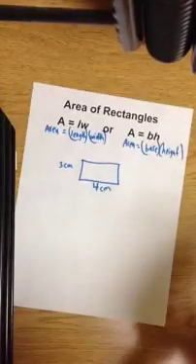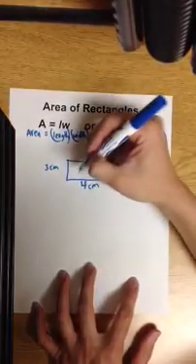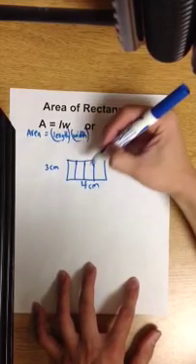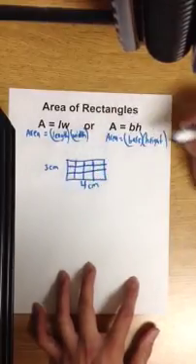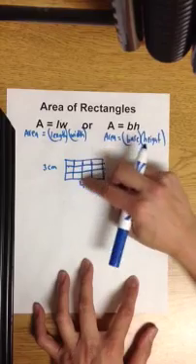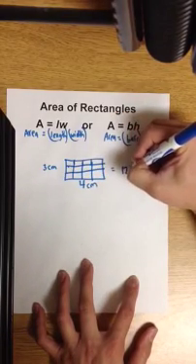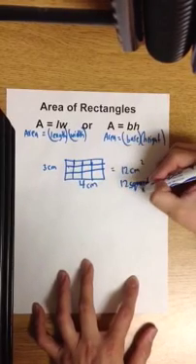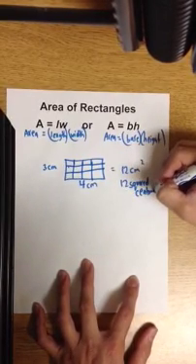If you want to show each unit, each centimeter unit, it's broken into 4 centimeters and broken into 3 centimeters. So 4 times 3 is 12 square units. See, there are little squares in it. So it's 12 square units, or 12 squared centimeters.